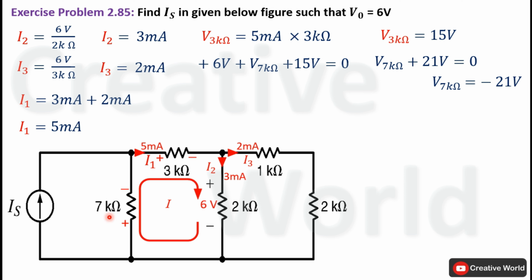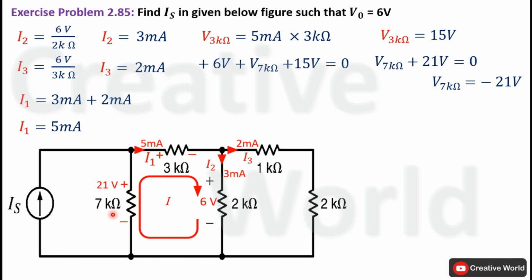So modify the circuit by indicating voltage across this 7 kilo ohm resistance with their right polarity. Now we have the value of voltage across this 7 kilo ohm resistance. So using Ohm's law, we can calculate current of this branch. Current through this branch will be equal to 21 volt divided by the value of resistance 7 kilo ohm. So current through 7 kilo ohm resistance will be 3 milliampere.